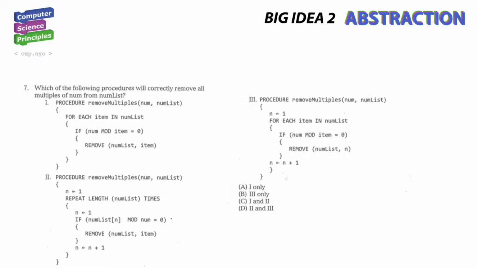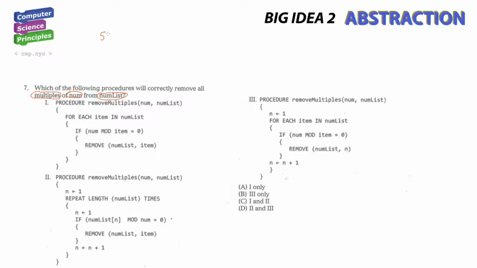Okay, number 7. There's a lot going on here in number 7. It says, which of the following procedures will correctly remove all multiples of num from num list? This is often where students start pulling their hair out because it gets a little trickier. But let me try and break it down so it's a little easier. So we need to remove multiples of some number from some list. So let's just think about what multiples are.